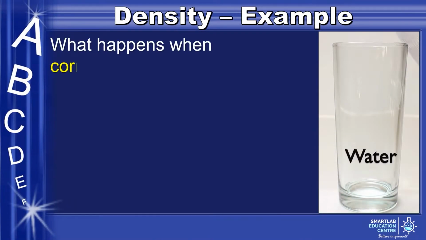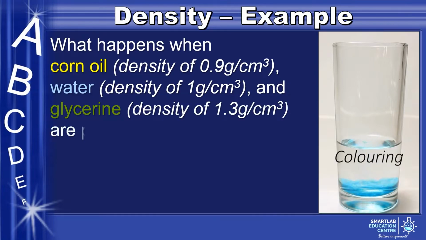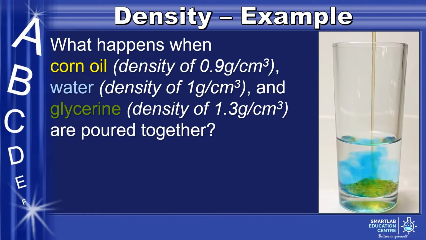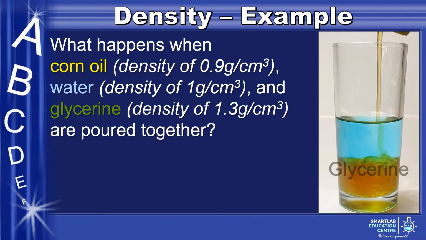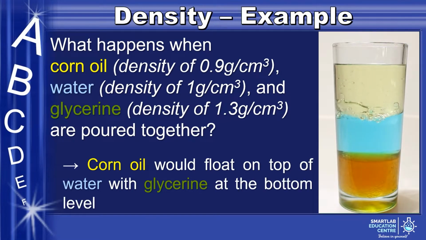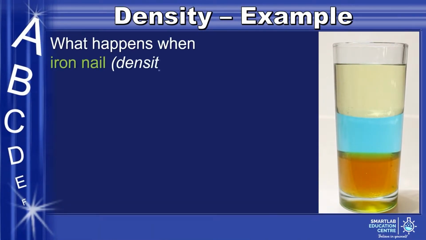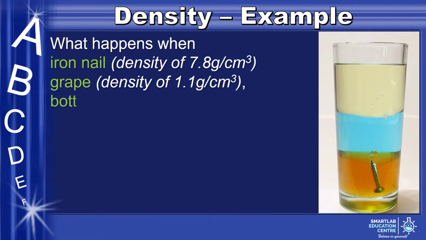What happens when corn oil, water, and glycerin are poured together? Corn oil would float on top of water, with glycerin at the bottom level. What happens when iron nail, grape, bottle cap, and sponge cube are thrown into this three-layer mixture?